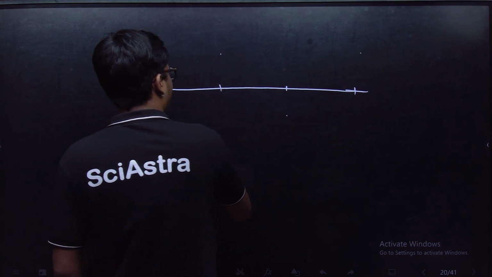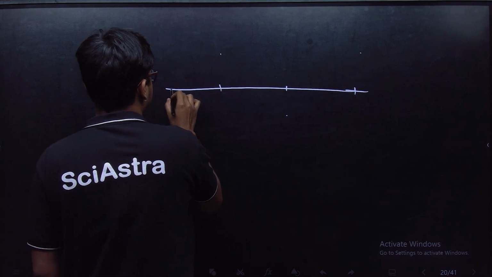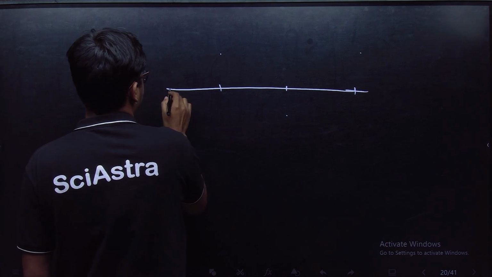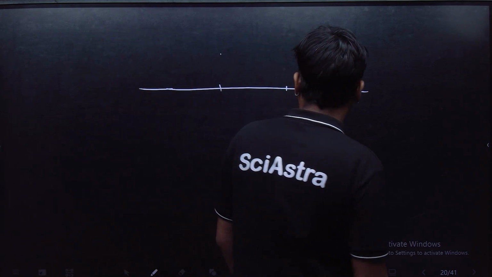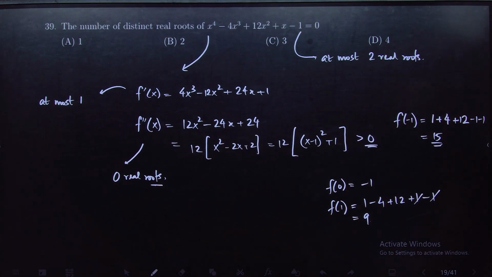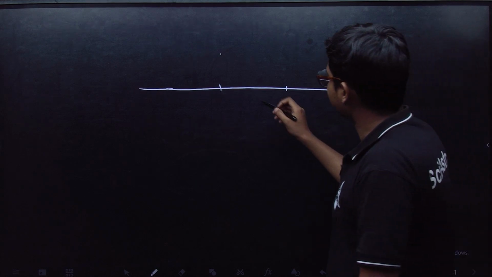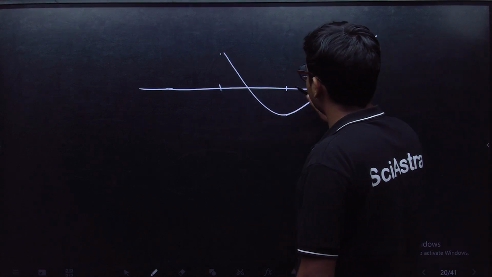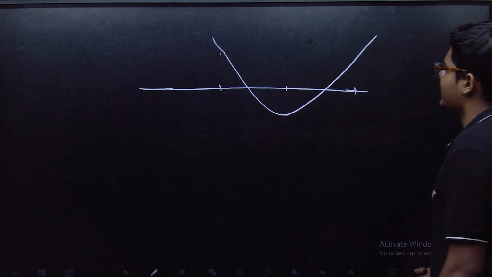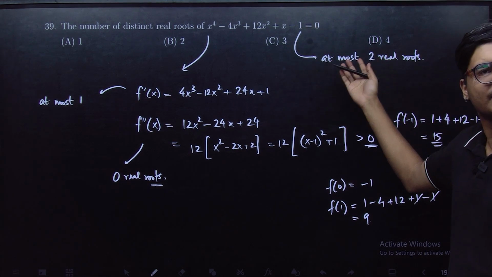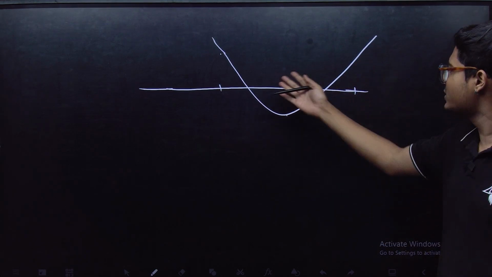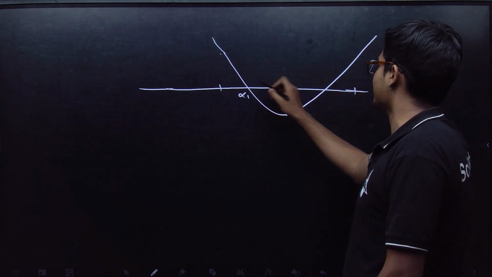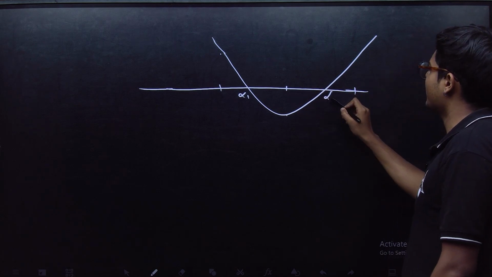Over here we got that it has at most 2 roots, right? So f(minus 1) is positive, f(1) is also positive, f(0) is negative, right? And what is this function? It's a degree 4 function, and we know it can have at most 2 roots. And we are getting 2 roots for sure from here, right? One of them is in between minus 1 and 0. The other one is between 0 and 1, right?